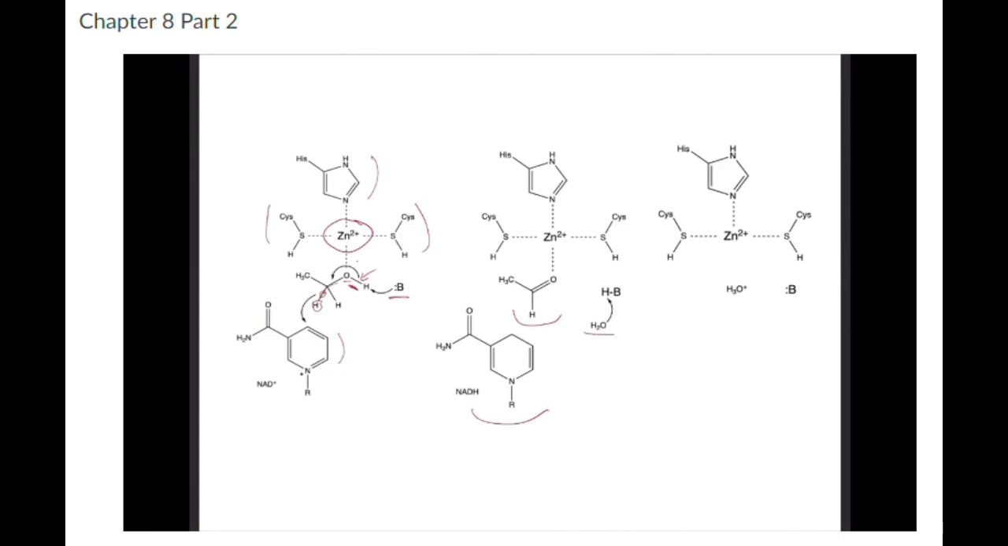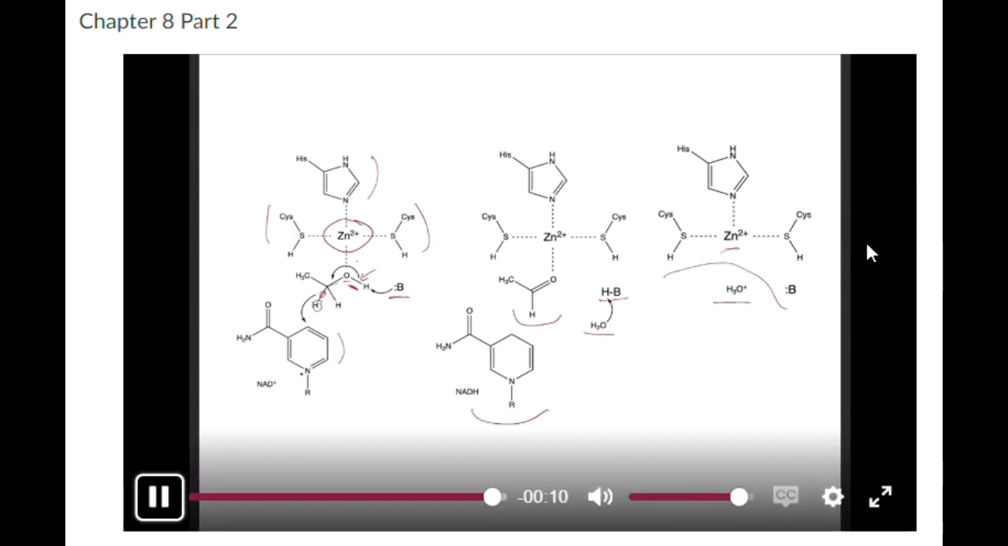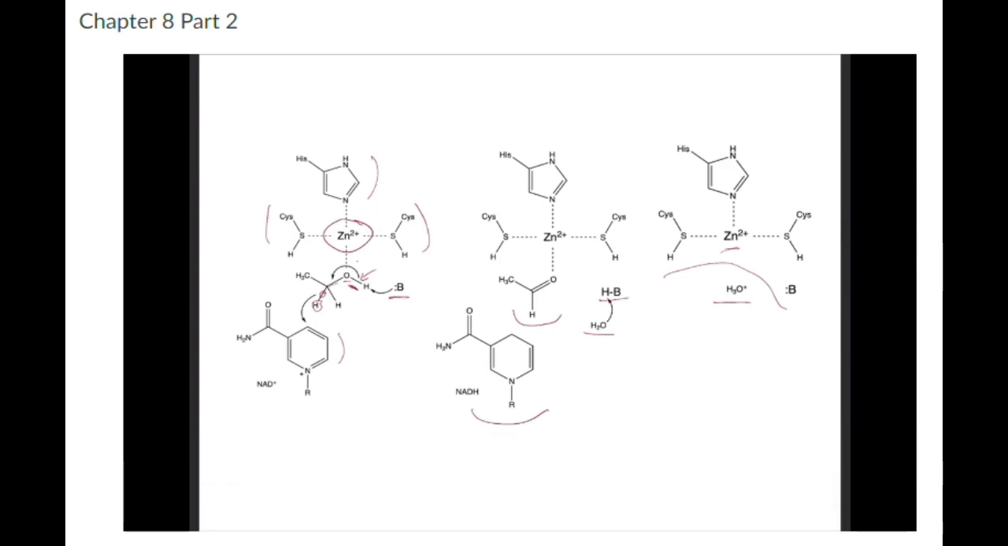A molecule of water comes in, and the water will deprotonate that base, and it leaves as H3O+, so we generate a little bit of acid from this as well. And then we end up with our enzyme back in the catalytically active form there. The zinc is now empty. A lot of times, if the enzyme is not doing active metabolism, we'll actually have a water molecule sit in here and complex with that zinc cation.